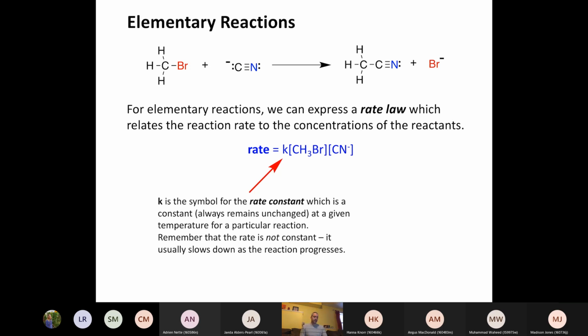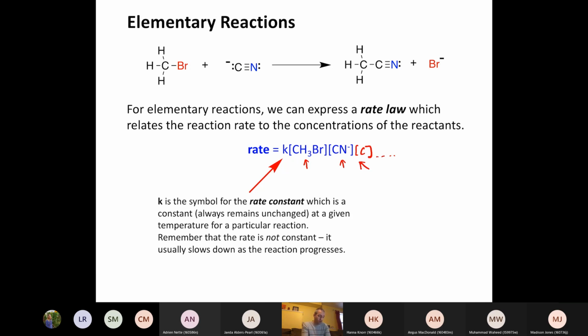So what we can do is describe the rate of an elementary reaction like this, or any elementary reaction, in terms of something called a rate law, which always will look like this. The rate of the reaction is equal to some constant k, which we call the rate constant, multiplied by the concentration of the first reactant, multiplied by the concentration of the second reactant. If there happens to be a third reactant, which there isn't in this example, but if there was, we could have a third reactant there, and so on, right?